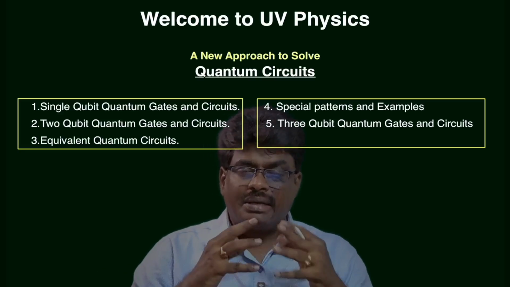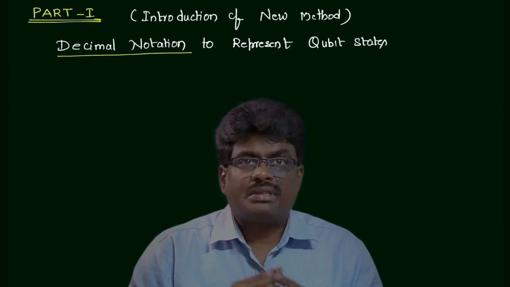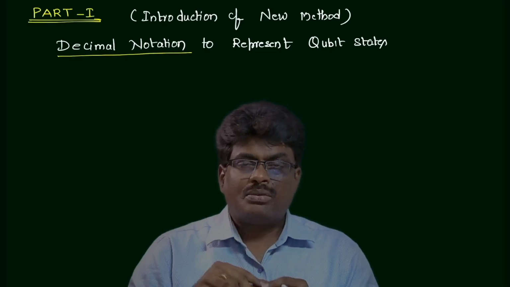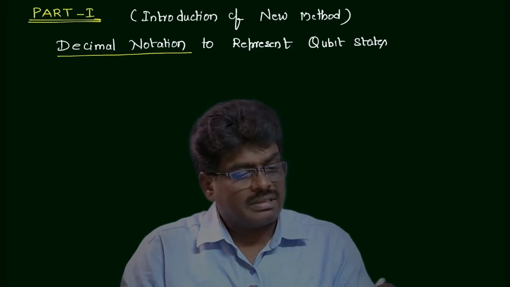Right. So let us discuss the first part. And here I'm going to introduce this new method. So here I'm using a decimal notation to represent qubit states. So let us discuss what is that.